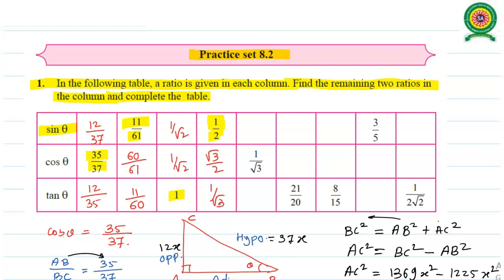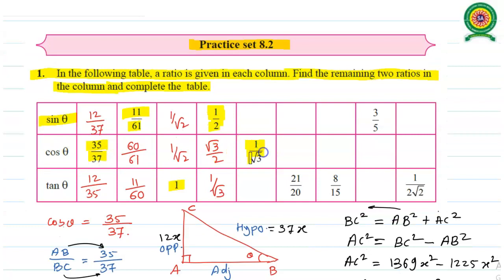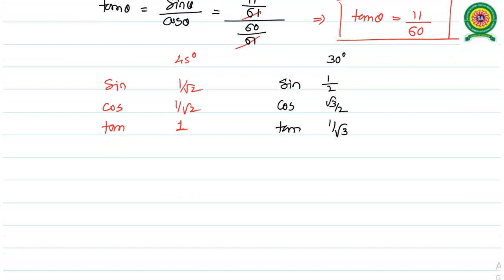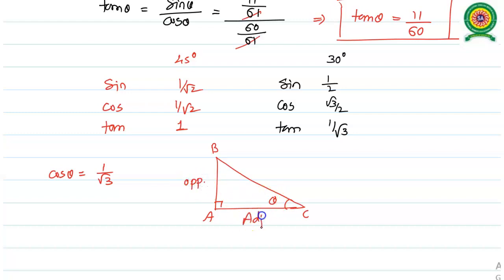Look at the next column, we have given cos theta value is 1 upon root 3. So again I am writing, cos of theta value is 1 upon root 3. Let's have the right angle triangle again, which is right angled at A, and BC is the hypotenuse. Let us consider angle C equals theta. With respect to theta, the opposite side is AB, the adjacent side is AC, and BC is opposite to 90 degree, the hypotenuse.